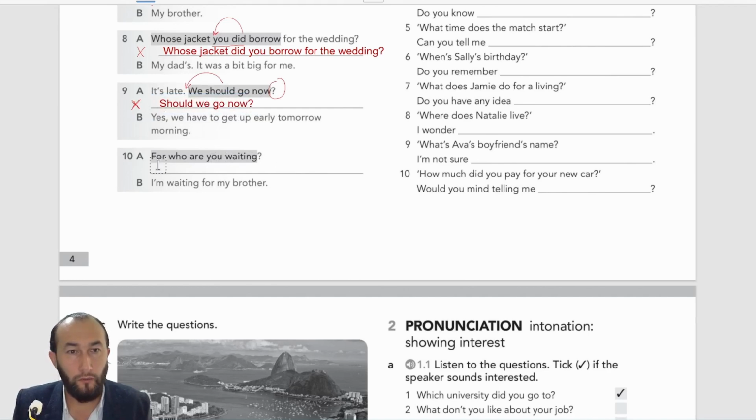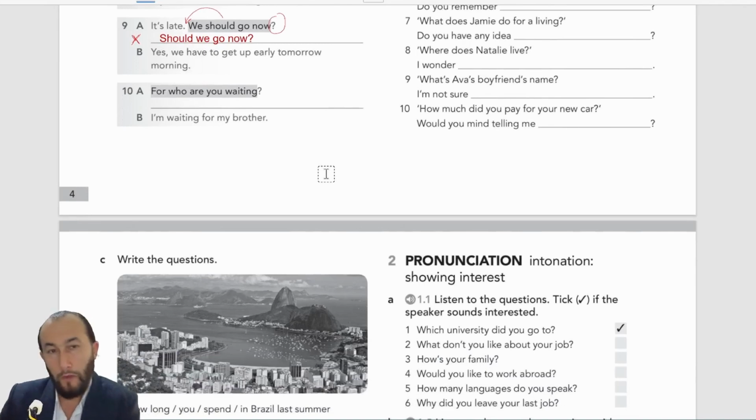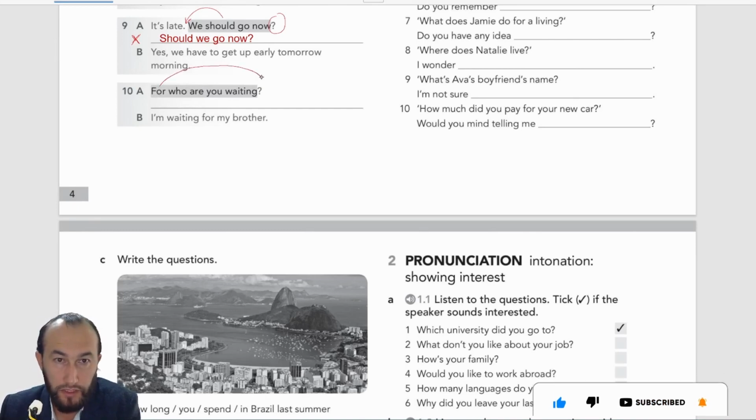Now 10, for who are you waiting? Well, this is considered a correct question because we can use a preposition with question words, like for who, but the most common one nowadays is to put the preposition at the end, right? Because wait comes with for all the time, so it's better to put them right beside each other. So that's going to be, who are you waiting for?